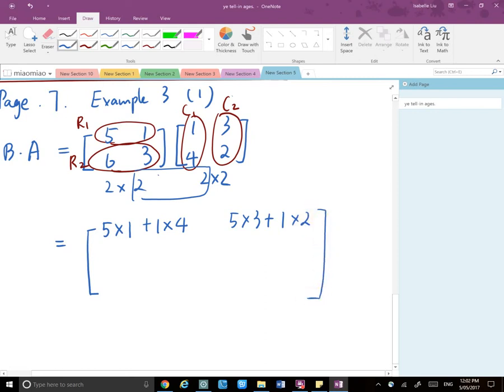And then we finish row 1, let's use row 2. Row 2 times column 1 is 6 times 1 plus 3 times 4. And row 2, column 2 is 6 times 3 plus 3 times 2.